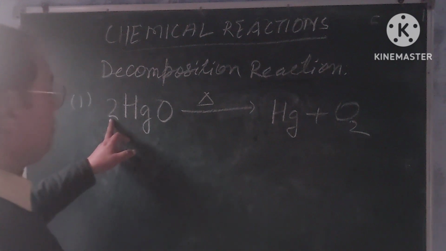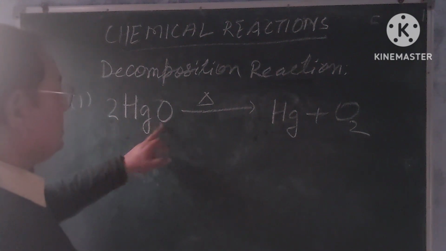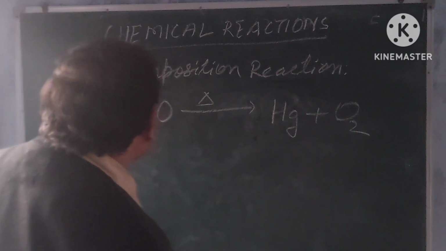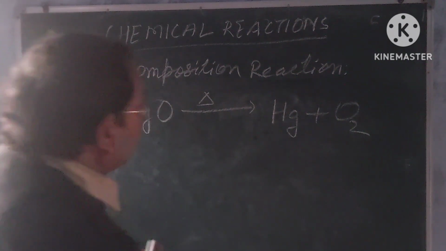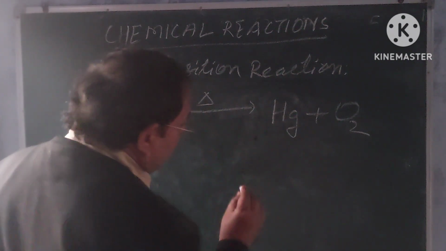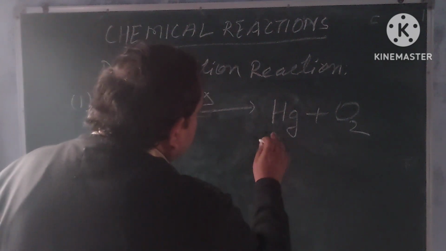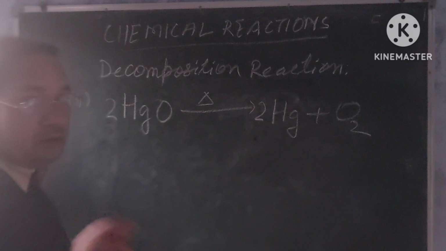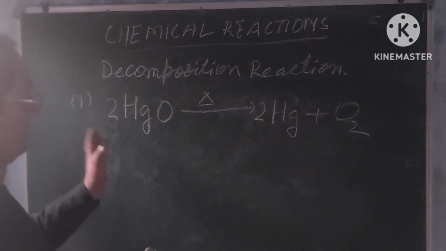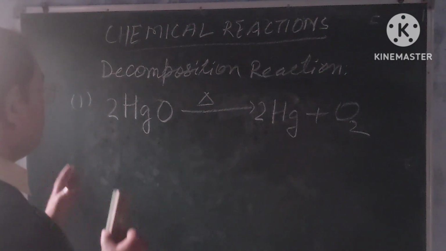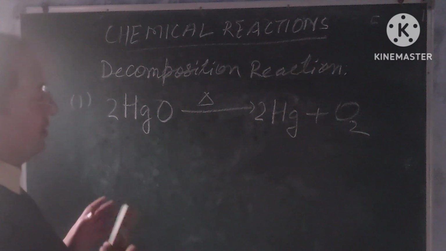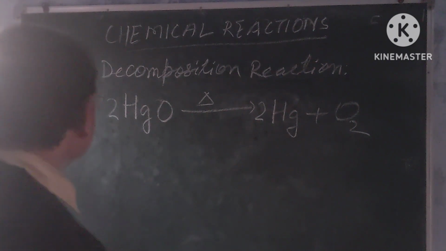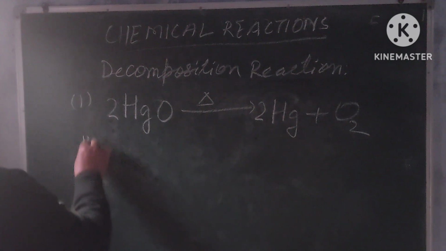Now oxygen becomes 2 atoms, and on the product side also oxygen is 2 atoms. But mercury is now 2 atoms here and 1 atom there, so we multiply this mercury atom by 2. Now my dear students, you have understood that in this chemical equation, the atoms of each element are equal.